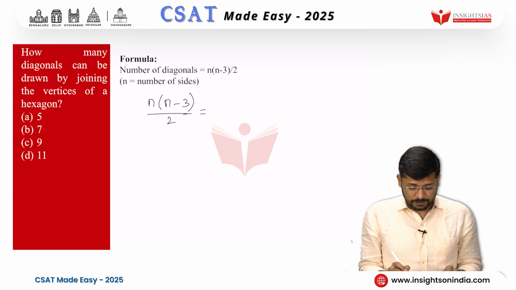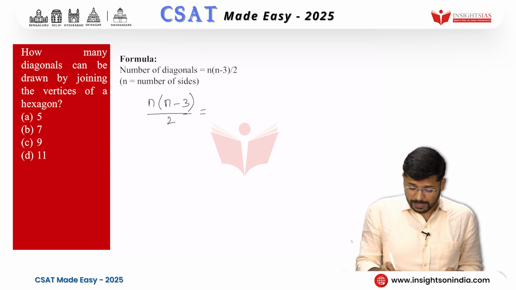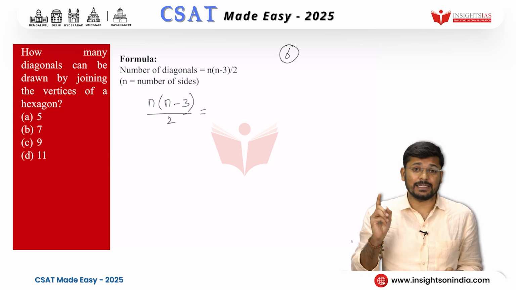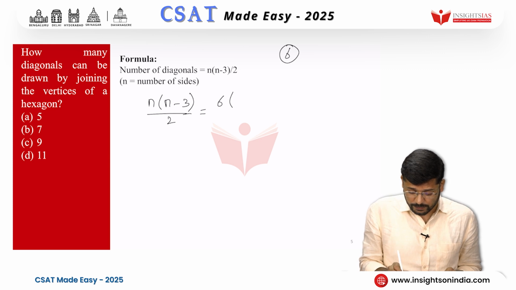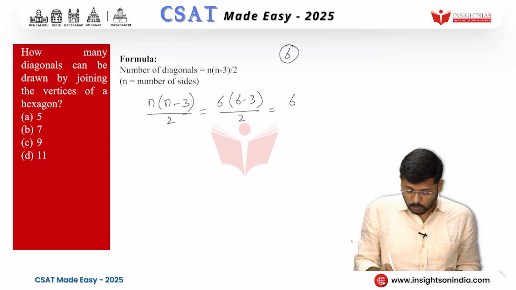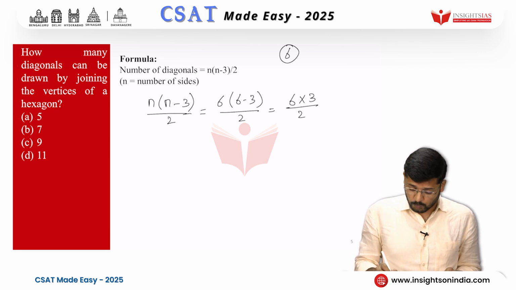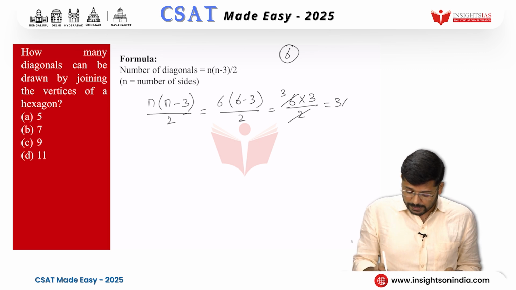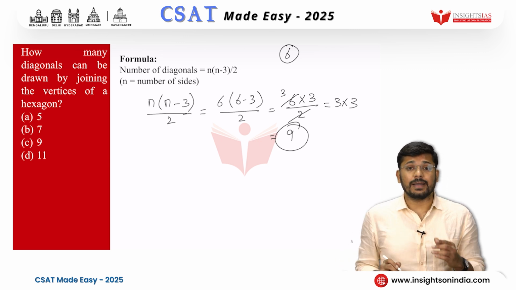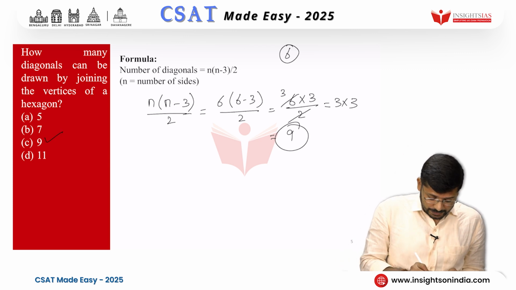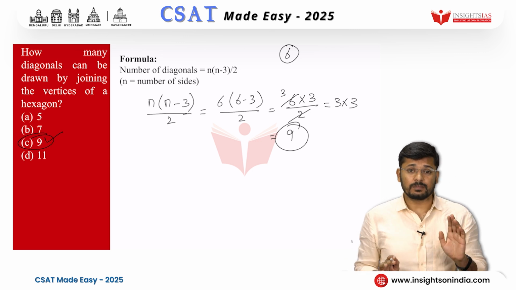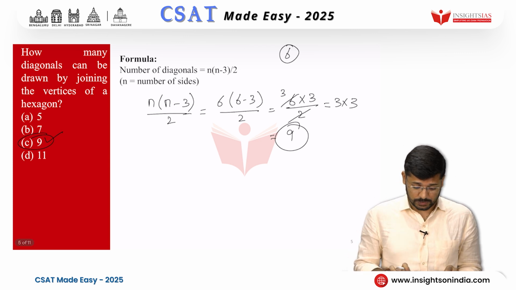So we shall apply this formula here. How many vertices does a hexagon have? A hexagon will have 6 sides. So if we apply the formula, we will get 6 into 6 minus 3 divided by 2. So 6 minus 3 is 3, that would be 6 into 3 divided by 2. 2 divides 6, right? 2 3s are 6. So we will have 3 into 3, the answer is 9. So how many possible diagonals can a hexagon have? The answer is 9, that is option C. Done. Now we shall go to the next question.